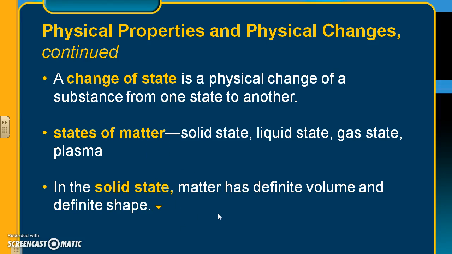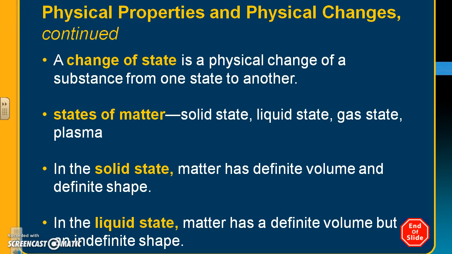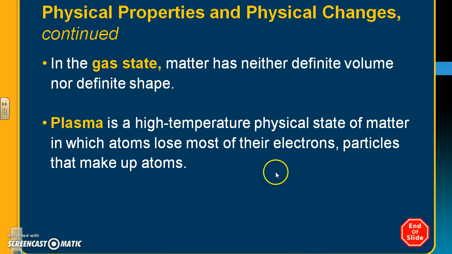So what are the different states of matter? Solid state. This is where matter has a definite volume and definite shape. In the liquid state, it has a definite volume but indefinite shape. It will take the shape of the container. In the gas state, matter does not have a definite volume or a definite shape. It'll just fill whatever container you put it in.